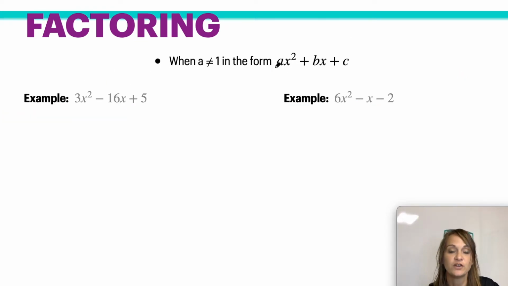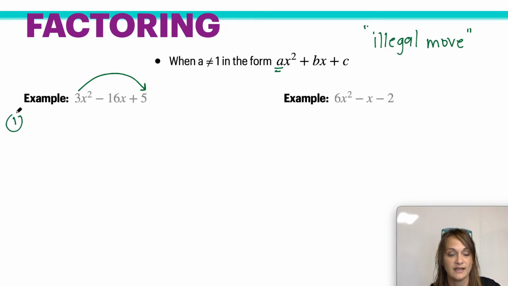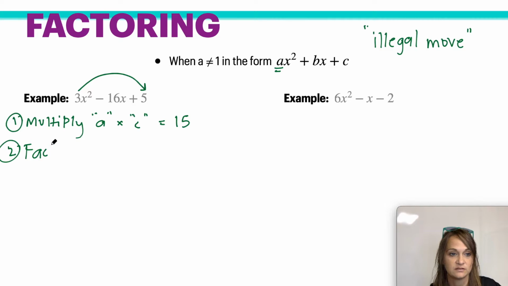Now, when the first constant or the leading coefficient is not a 1, then this is where we have talked about in the past the illegal move. So here are the steps of the illegal move. First step is multiply the first times last. Multiply A times C, which would give you 15. And now factor like normal.